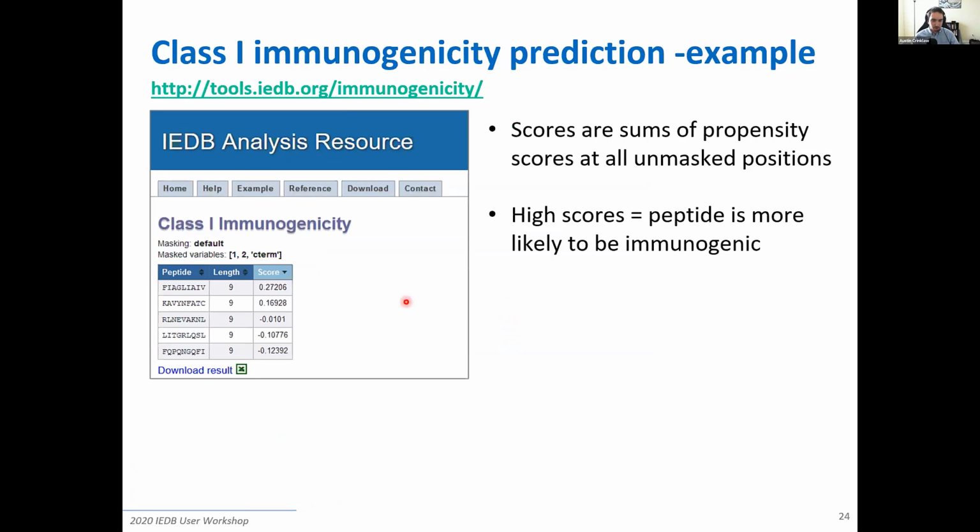And then you submit, and this is your output. You have your peptides, your lengths, and your scores. So the higher the score, the more likely it is to be immunogenic. And the score is just the summation of all the propensity scores at all the unmasked positions.